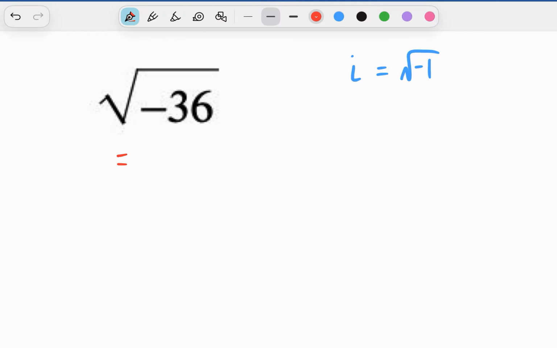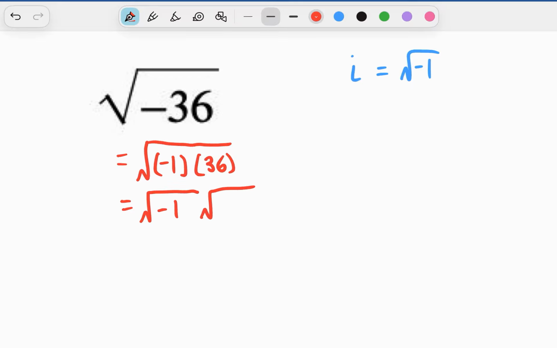So the square root of negative 36, well, you'd probably agree with the negative 1, which is what we're trying to look for. Negative 1 times 36 is negative 36, right? So these are equivalent. Now, this is the same as the square root of negative 1 times the square root of 36. You can always break up a root like that. Well, we know the square root of negative 1 is just i. So this is just i times the square root of 36, which is 6.